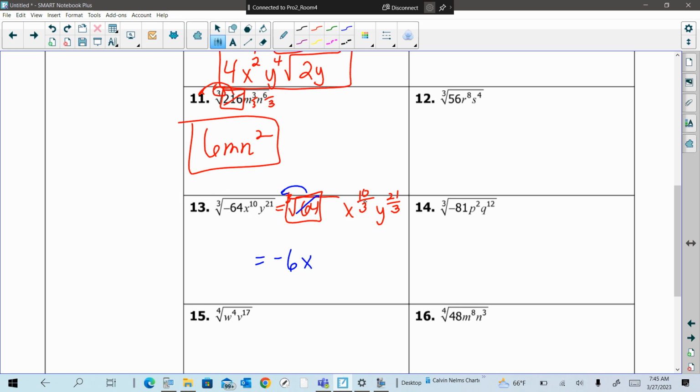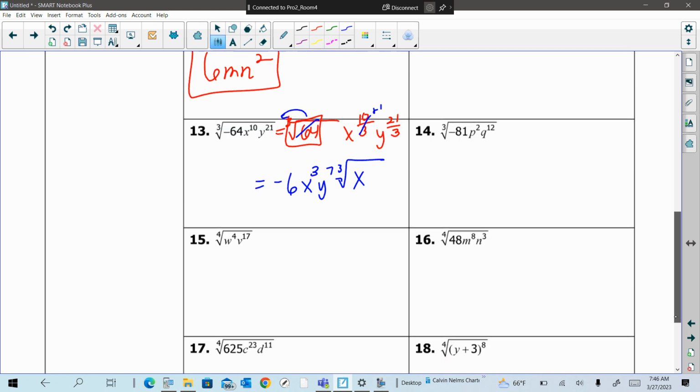This would be 3 can go into 10 3 times. This has a remainder of 1. 3 can go into 21 7 times. So the remainder stays in. So we have a remainder of, and that should be cube root, sorry, of x, 1x. Oh yeah, it is 4, not 6. Sorry. Negative 4.